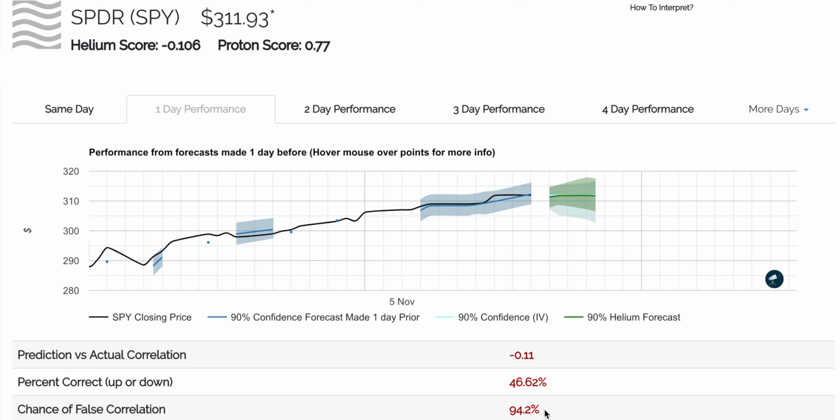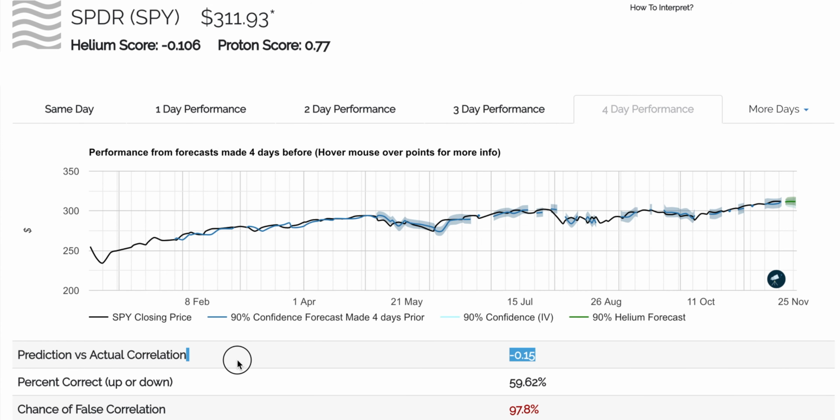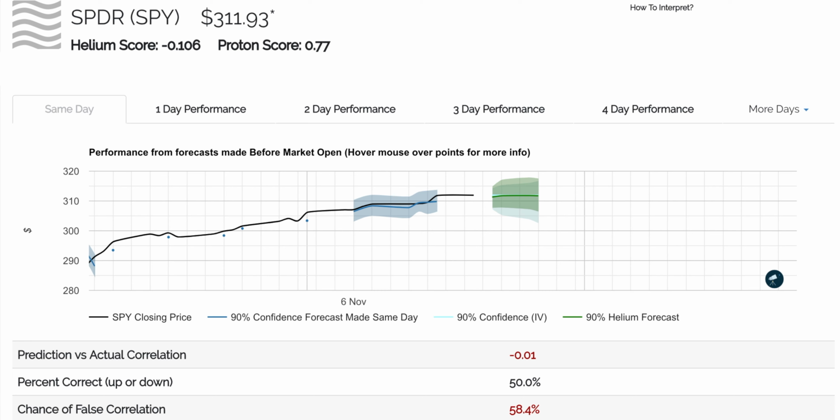And in this case, you can see that predicting the price for 1 day, 2 day, 3 day, and 4 day was not particularly good. A more general way of gauging how good this Helium model is, is the Helium score. Helium score is the average of all of the prediction versus actual correlation coefficients across multiple time periods, where again, a big positive number means a more accurate model at predicting the future price.